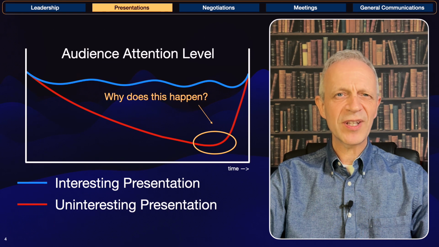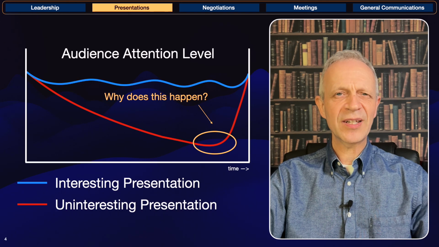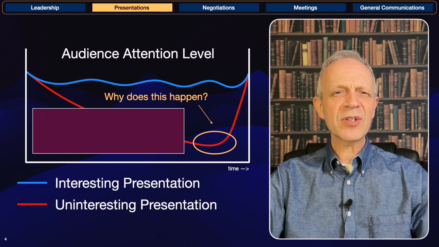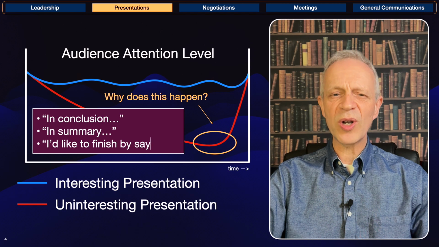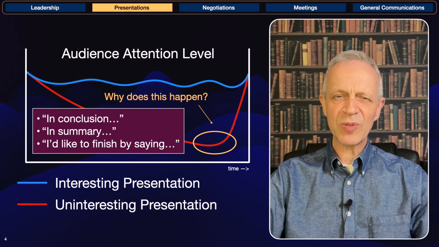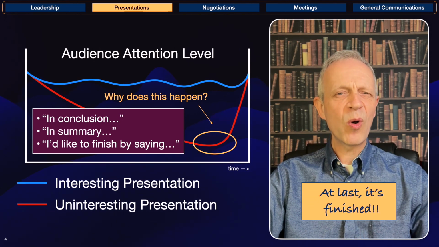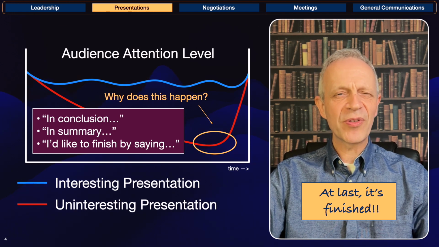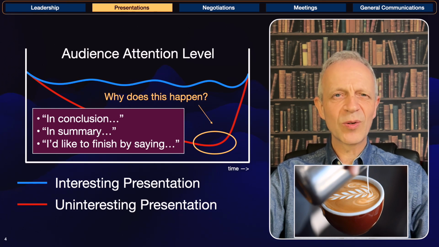Now on screen at the moment there's a little yellow circle, and the question is, what's happening here? What happens at the end of the presentation to wake everyone up or to grab their attention? Well, there are some key sentences that the presenter might use. For example, in conclusion or in summary, or I'd like to finish my presentation by saying. Now, these are kind of key expressions because they wake the audience up in an uninteresting presentation, and everyone thinks, great, it's coffee time. So they're listening.